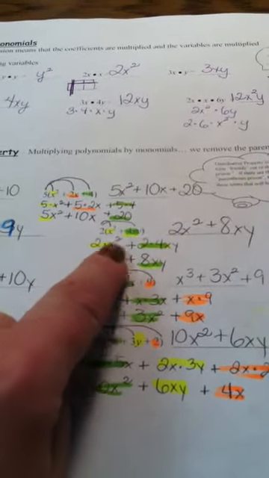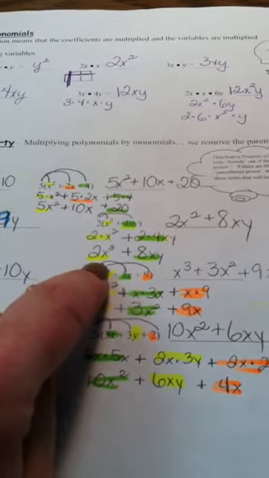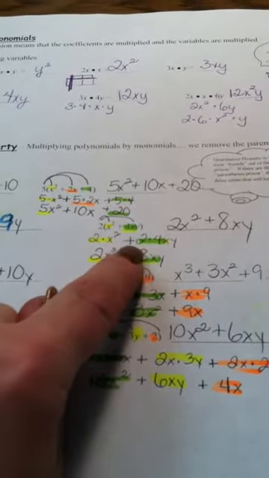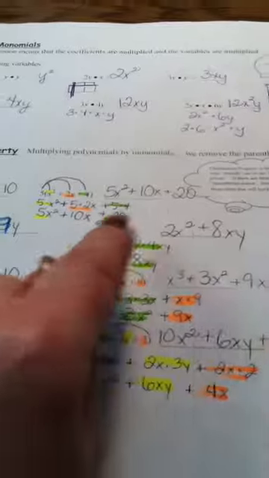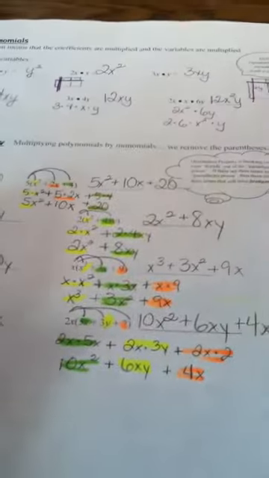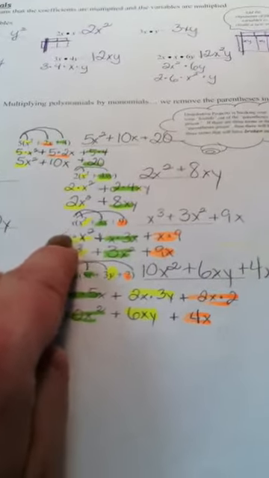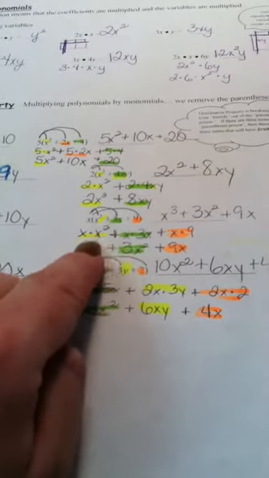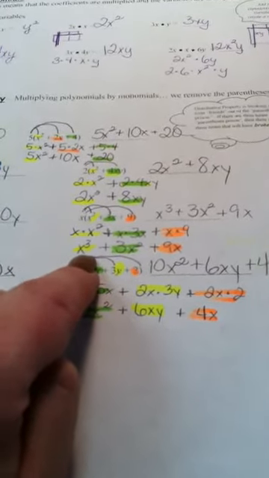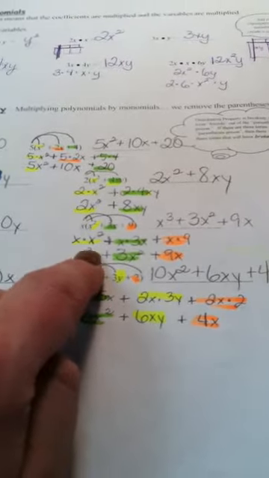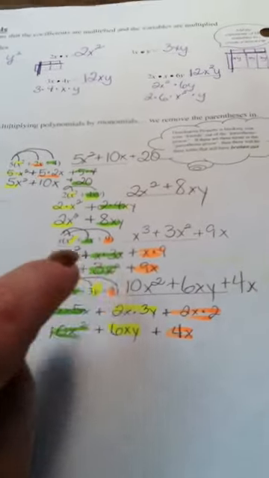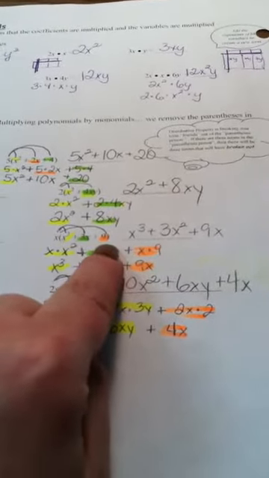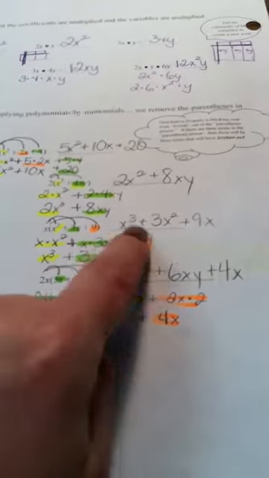2 being multiplied by this quantity, so 2 times x squared gives me 2x squared. 2 times 4xy gives me 8xy. Final answer, 2x squared plus 8xy. Two terms inside the parentheses, two terms in my answer. We're keeping everything with plus signs right now just so we're comfortable with the distributive property. So x times x squared gives me x cubed. We're using our property of exponents here. Carry our sign. x times 3x gives me 3x squared. Carry our sign. x times 9 gives me 9x. And we have our answer up above.